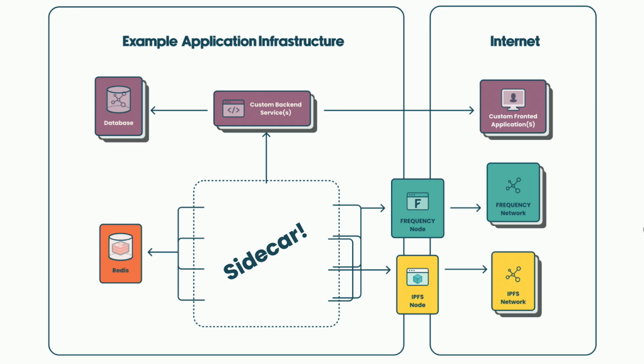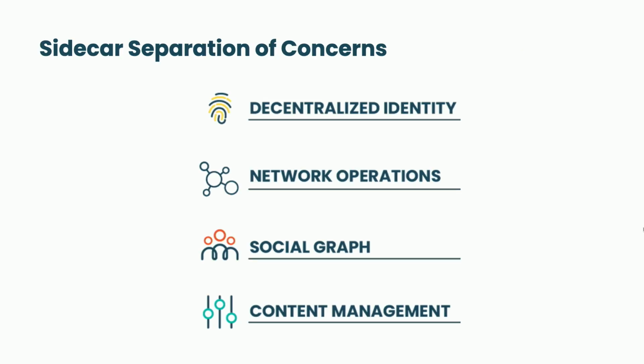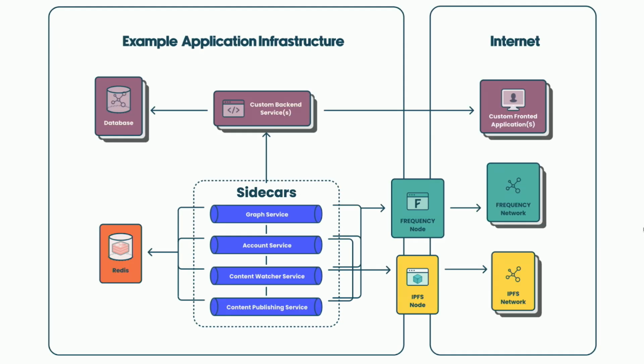So this gives us a place to stuff all of that complexity. Remember, we had a lot of complexity. We have the decentralized identity pieces that interact with it. We have those network interactions like encryption keys and such. We have this encrypted social graph that also has to be compressed and paginated to get on chain. We have content management that gets batched and pushed out. All of that can get pushed into these little sidecars.